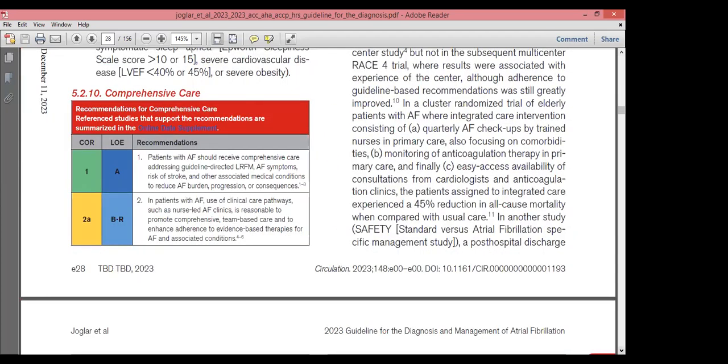Then, a class 1 recommendation concerning comprehensive care. They said patients with AF should receive comprehensive care addressing guideline-directed lifestyle and risk factor modification, AF symptoms, risks of stroke, and other associated medical conditions to reduce AF burden, progression, and consequences. This is actually a class 1 recommendation. So patients that have AF should have comprehensive care addressing all their lifestyle and modification of the risks, and also treat their symptoms, and assess for risk of stroke and any other medical condition that they may have.